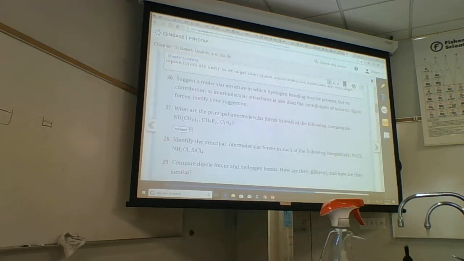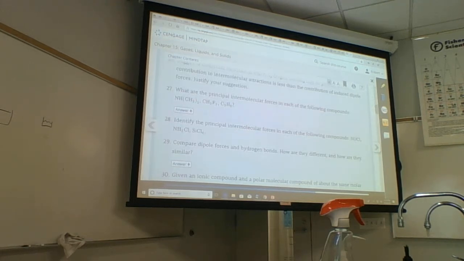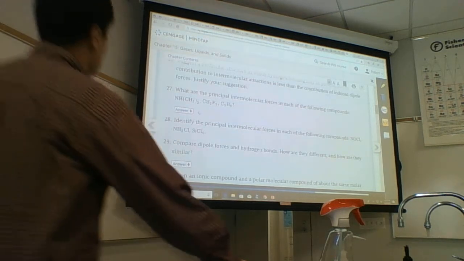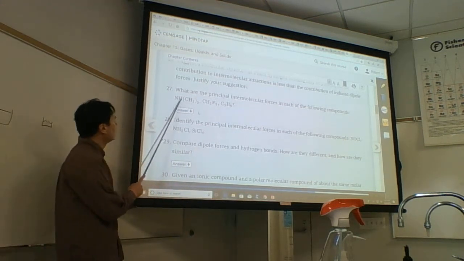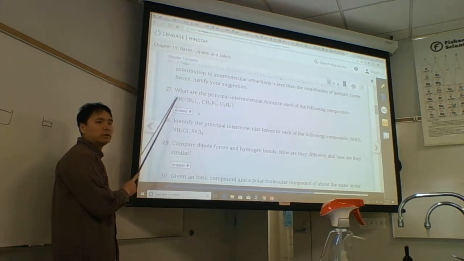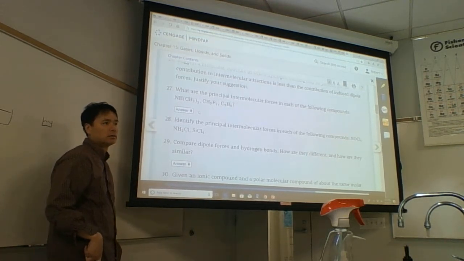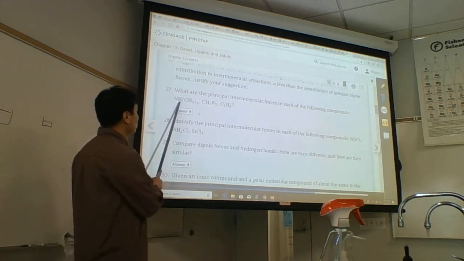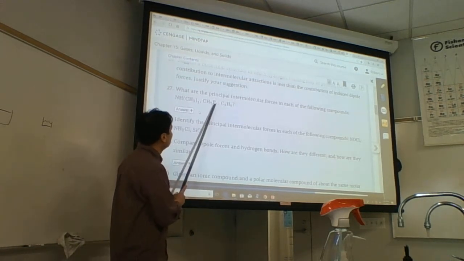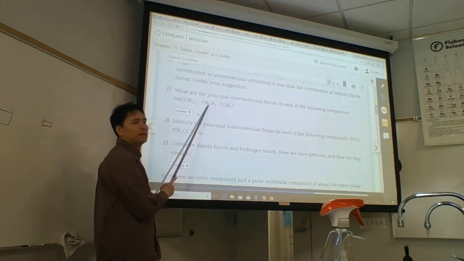27. What are the principal intermolecular forces in each of the following compounds? Okay, the first one. You see a hydrogen is bonded to a nitrogen. When you have hydrogen bonded to a nitrogen, we call that H bond. So H bond will be the principal. Here, is this hydrogen bonded to fluorine?